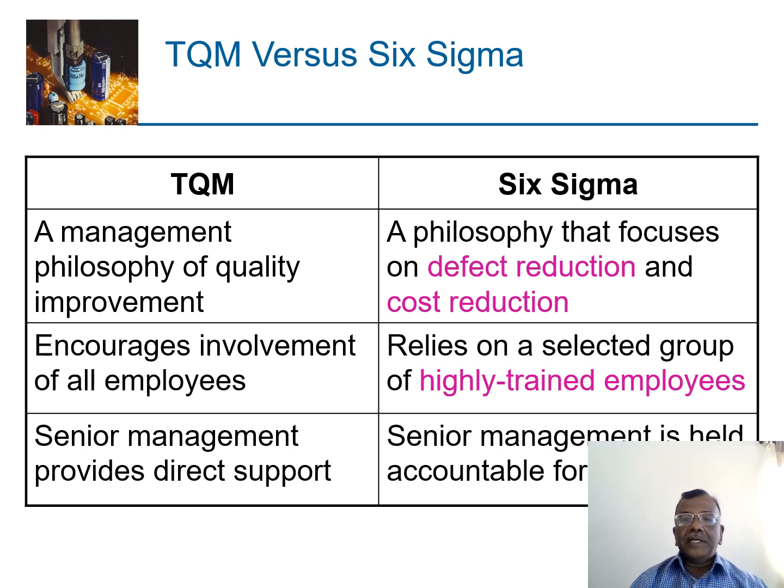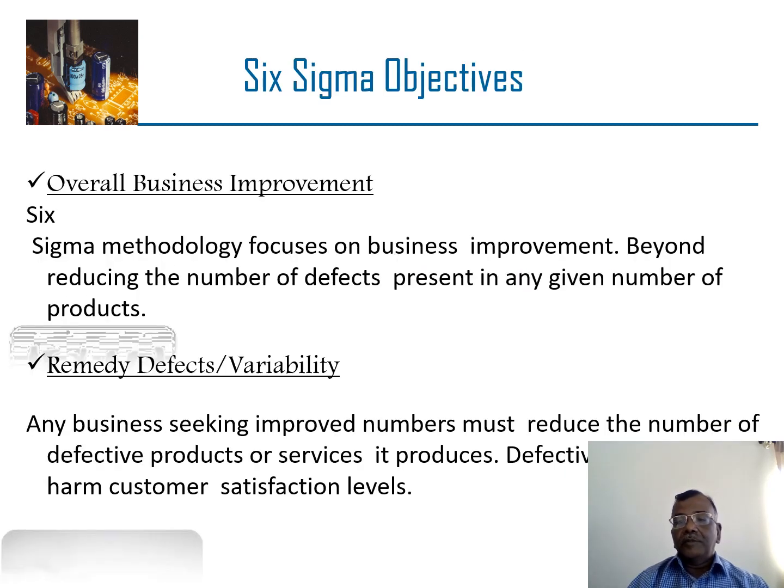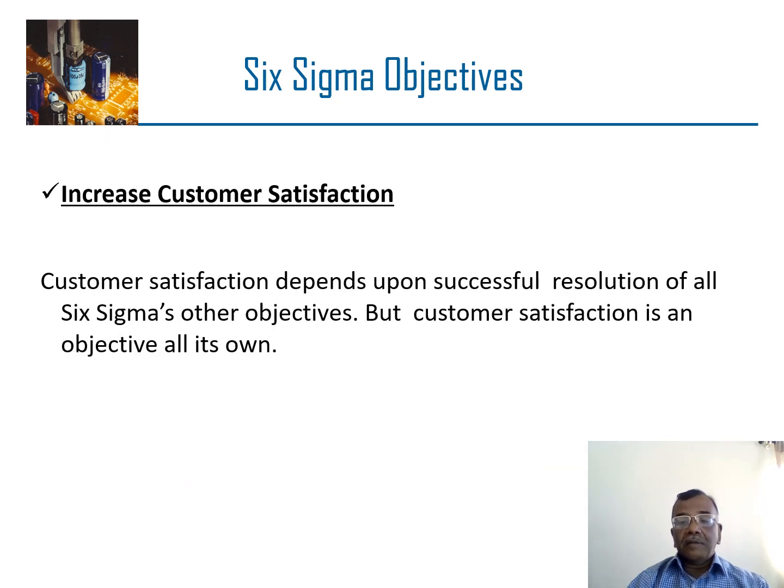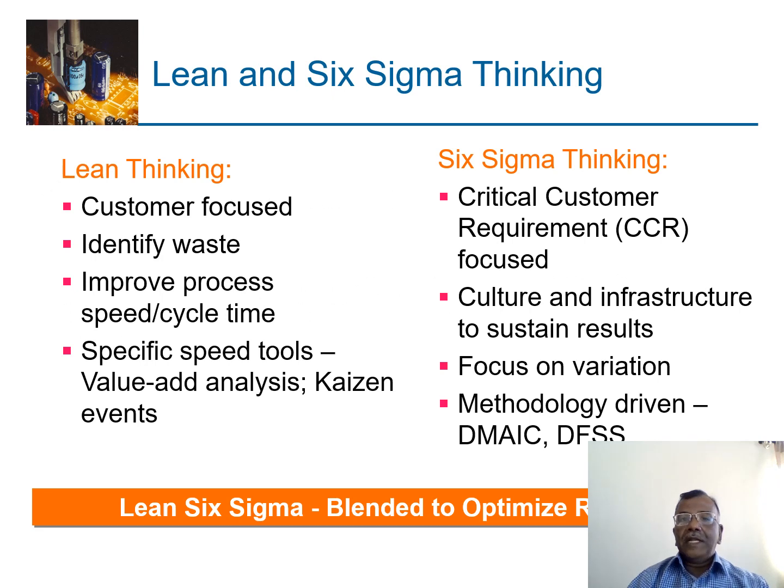So basically it is a defect reduction tool. By defect reduction we can go for cost reduction also, and senior management is held accountable for these Six Sigma projects. So the objective of Six Sigma is basically overall business improvement. If you have variability reduction, you reduce the cost, improve the cycle time, and ultimately it is increasing the customer satisfaction.